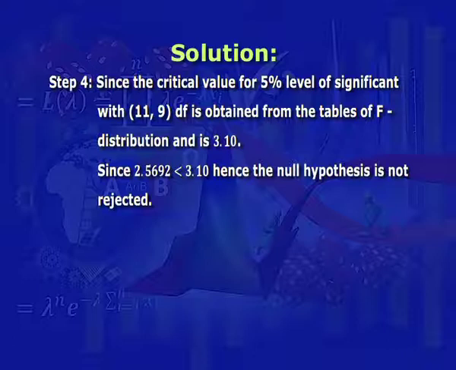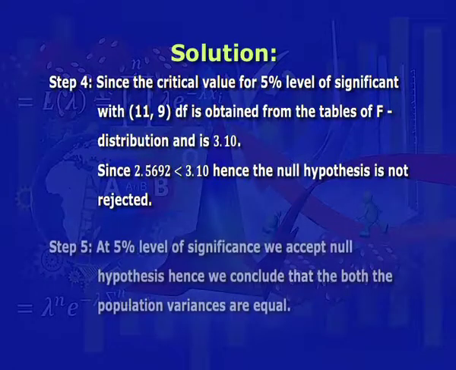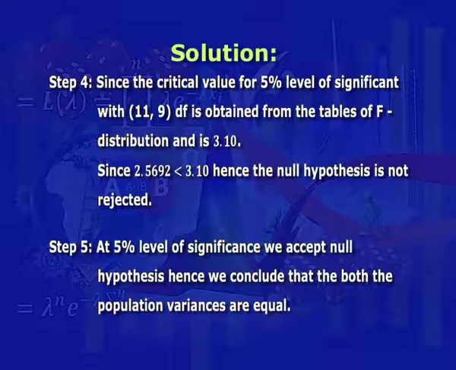In step 4, we proceed for conclusion. Since the critical value for 5% level of significance with 11 and 9 degrees of freedom is obtained from the tables of F distribution and is 3.10. Since 2.5692 is less than 3.10, the null hypothesis is not rejected. Step 5. Let us define the conclusion. At 5% level of significance, we accept the null hypothesis. Hence, we conclude that both the population variances are equal.